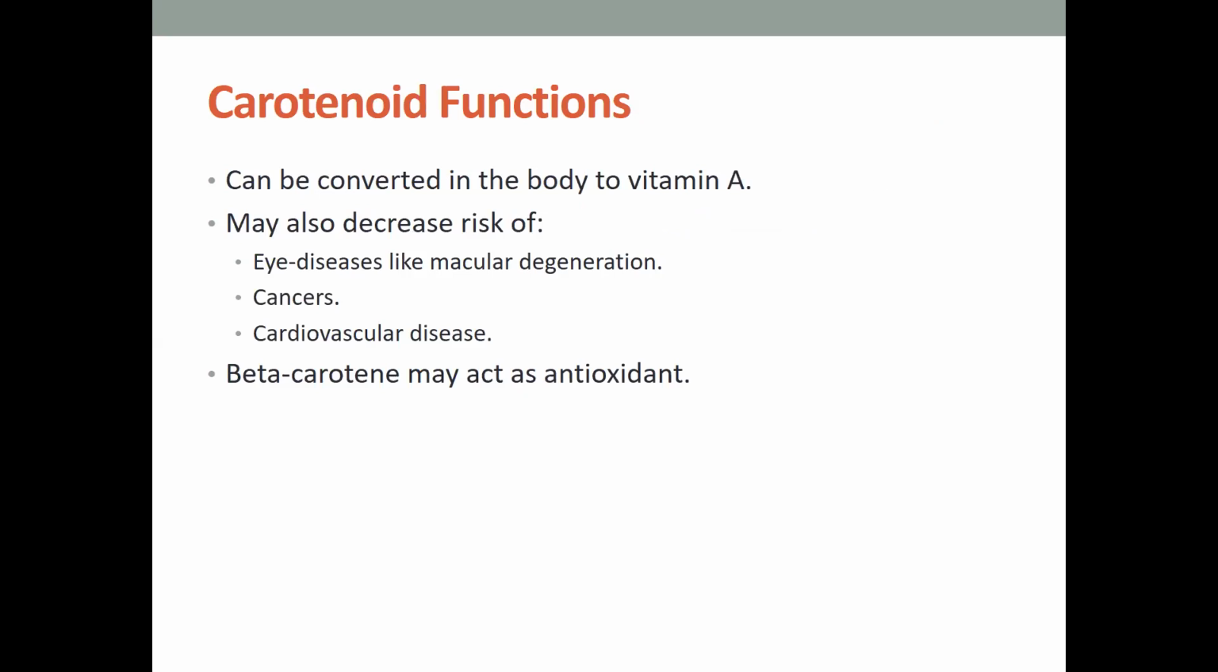Talk a little bit about carotenoids. So even though these get converted to regular vitamin A in your body, they have some special functions all on their own. So we know carotenoids are also really important for your eyes. Specifically, they help prevent diseases of the eye like macular degeneration. Carotenoids have also been linked to lower risk of cancer and cardiovascular disease, probably because at least beta carotene is most likely a good antioxidant.